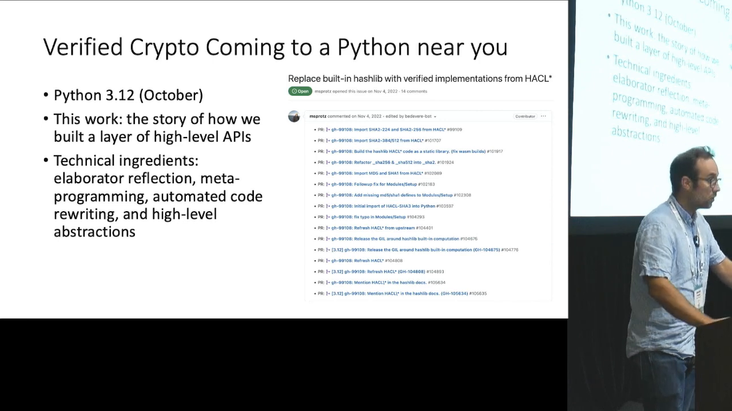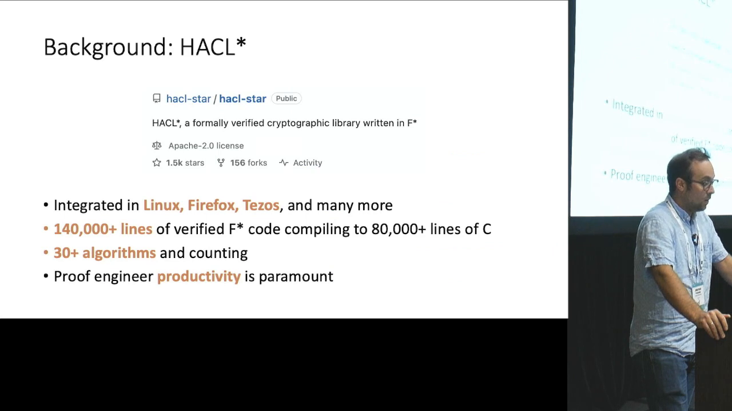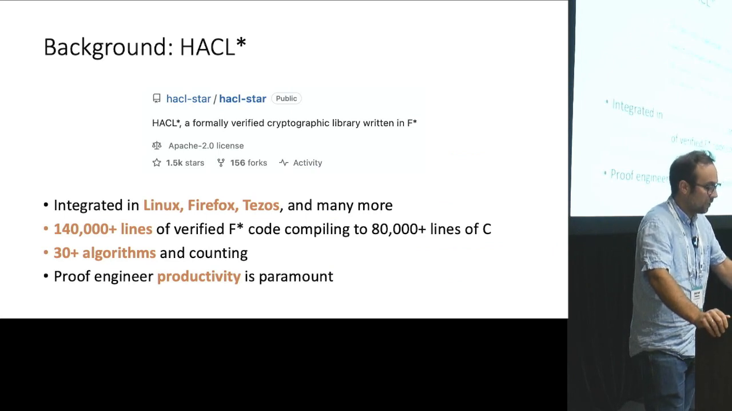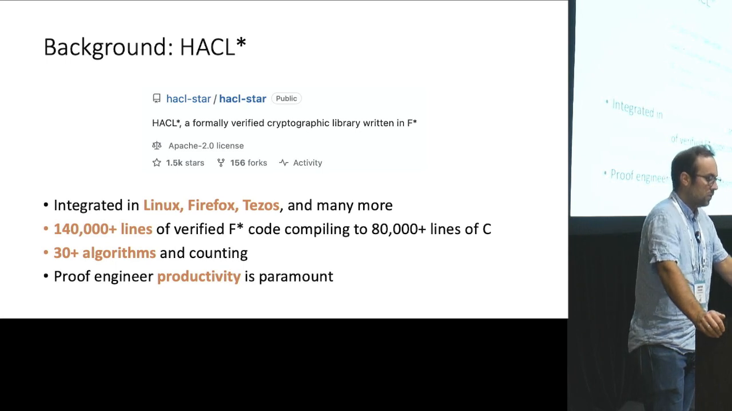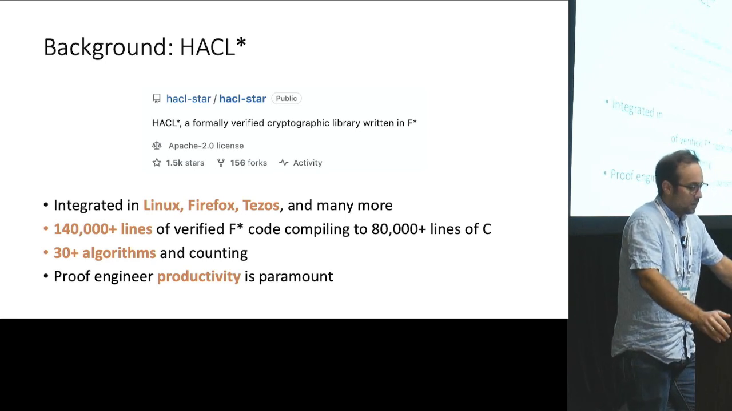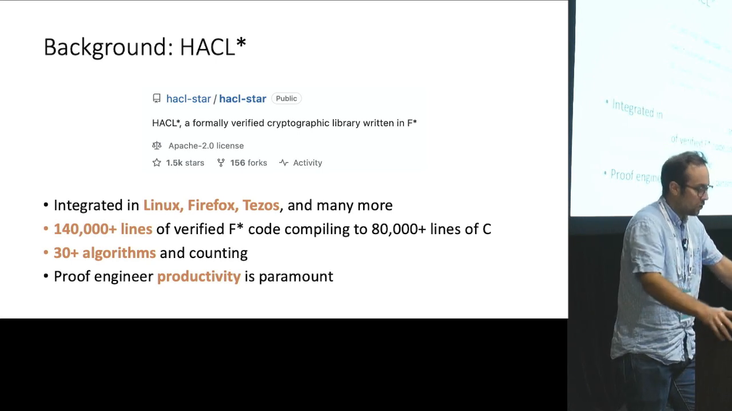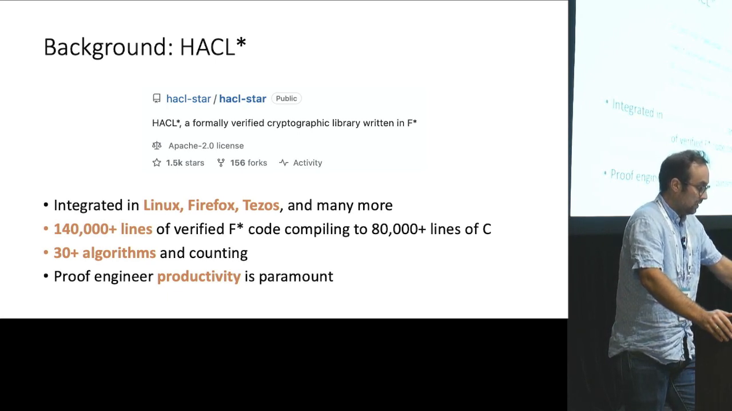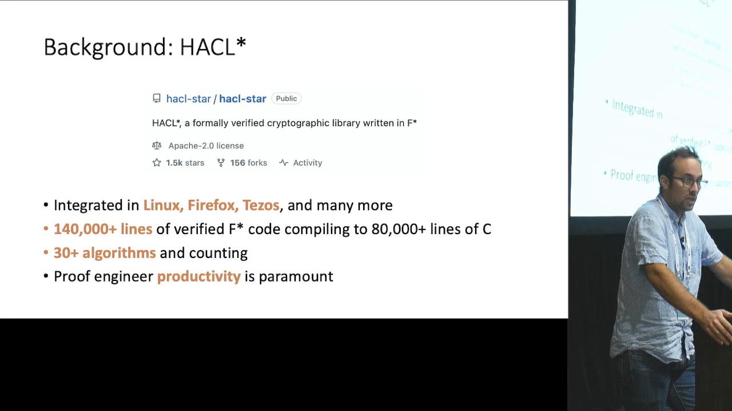I mentioned verified cryptography. The specific library that was landed into Python is HACL star, the verified high assurance cryptographic library. HACL star got integrated before in Linux, Firefox, and the Tezos blockchain. But the novelty here is the addition of these new APIs, with the techniques that I just talked about, and the fact that it went into Python. HACL star is pretty large. My message is that it's a large amount of code, and productivity is really important because it's really hard to keep things together when you have 140,000 lines of verified code and over 30 algorithms. So there's a lot of attention and care that goes into keeping everyone productive.